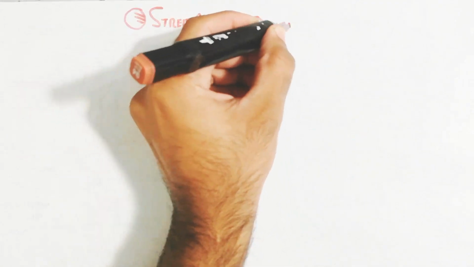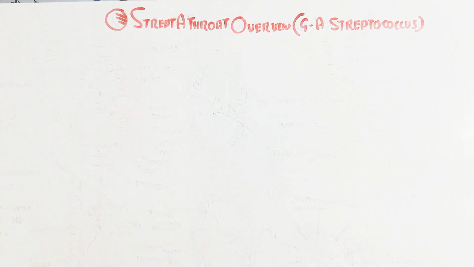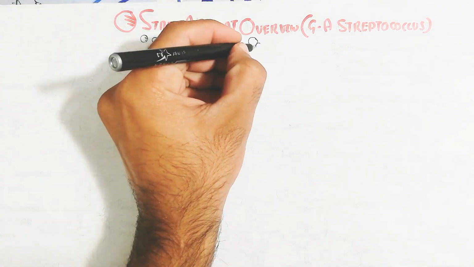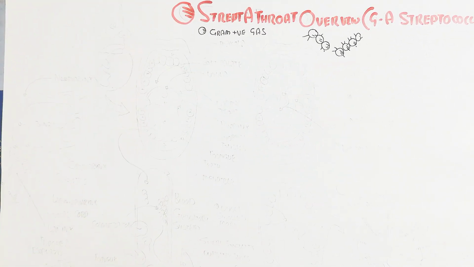Hello, in this video we will understand the strep A throat overview, the group A Streptococcus infection. So in this video we will just understand the overview. The gram-positive group A Streptococcus, GAS for short.